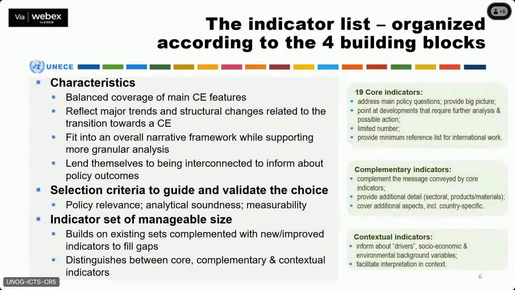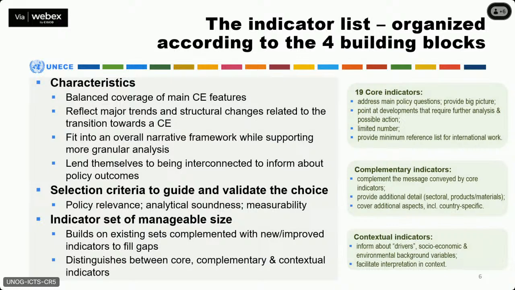So then we move on to the actual indicator list that has been developed with the aim of providing a balanced coverage of all the main features of the circular economy. And all of the indicators were selected from existing sets of data and then complemented with some new indicators to fill in the gaps. And as a basis for the selection, there was the relevance for policies, the analytical soundness and also the measurability.